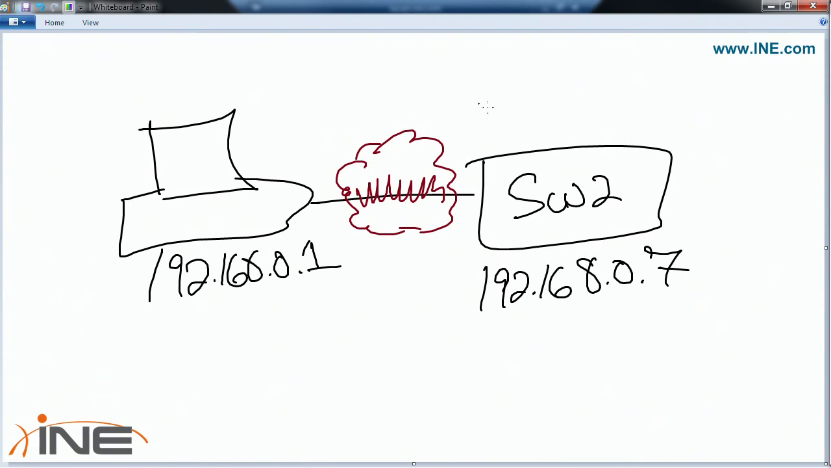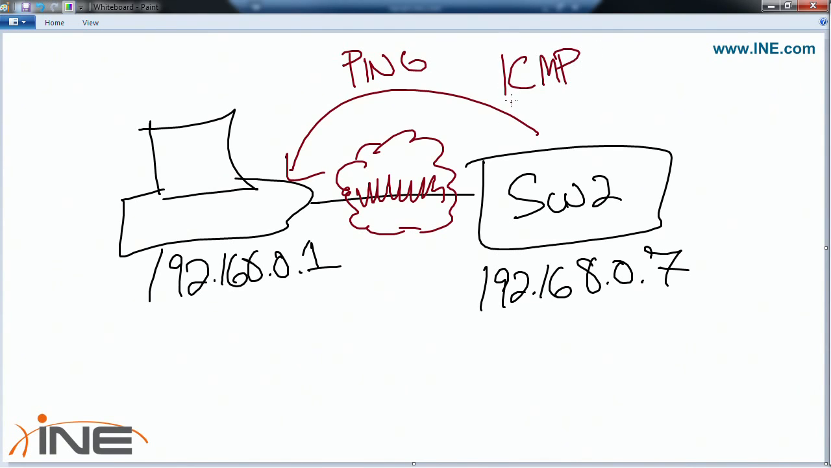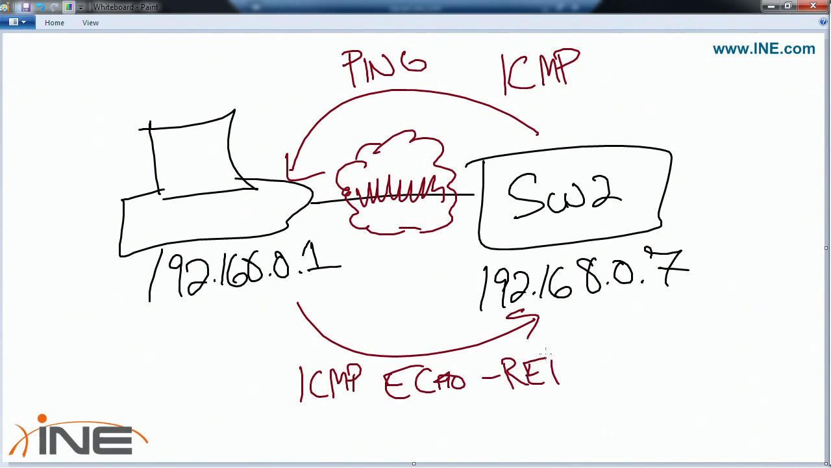So based on the fact that I was able to go to the switch and ping this address, which uses a layer 3 protocol that is ICMP, the Internet Control Messaging Protocol. Basically, what I'm doing is just asking the machine, are you alive? And then it's replying back with an ICMP echo reply.